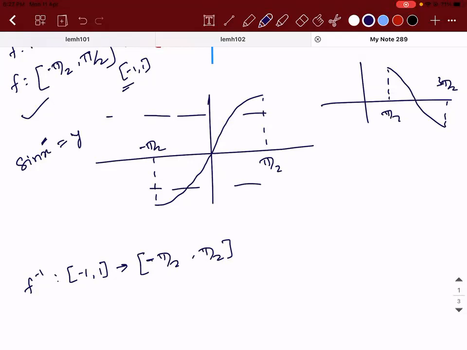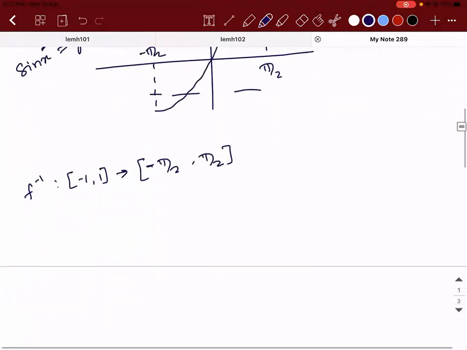Okay, some books refer to it that way. Why they call it arc is because arc is the one which defines the angle. So that word we will not use here. We will use inverse trigonometric function, right?